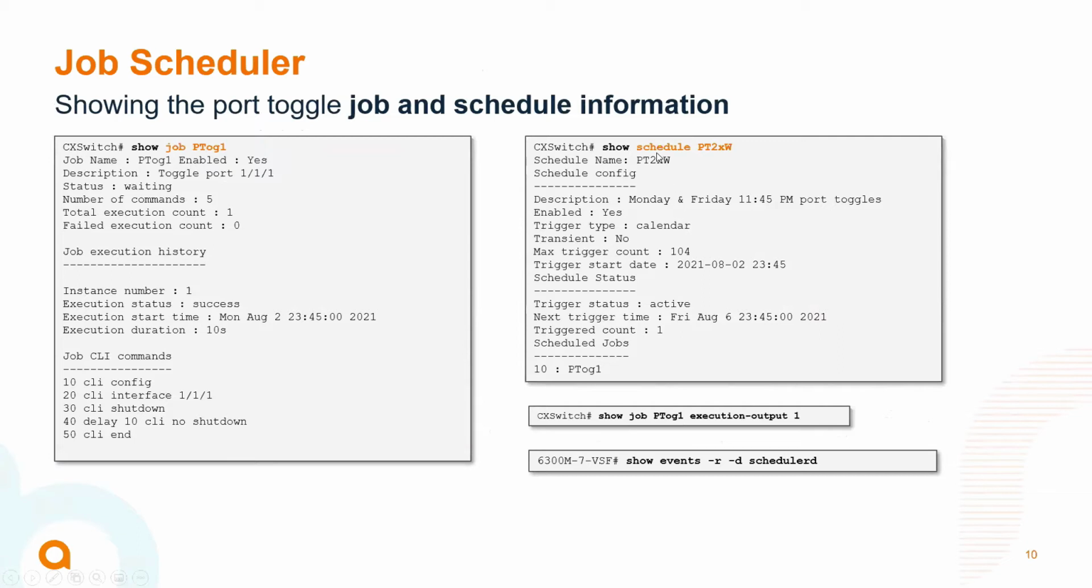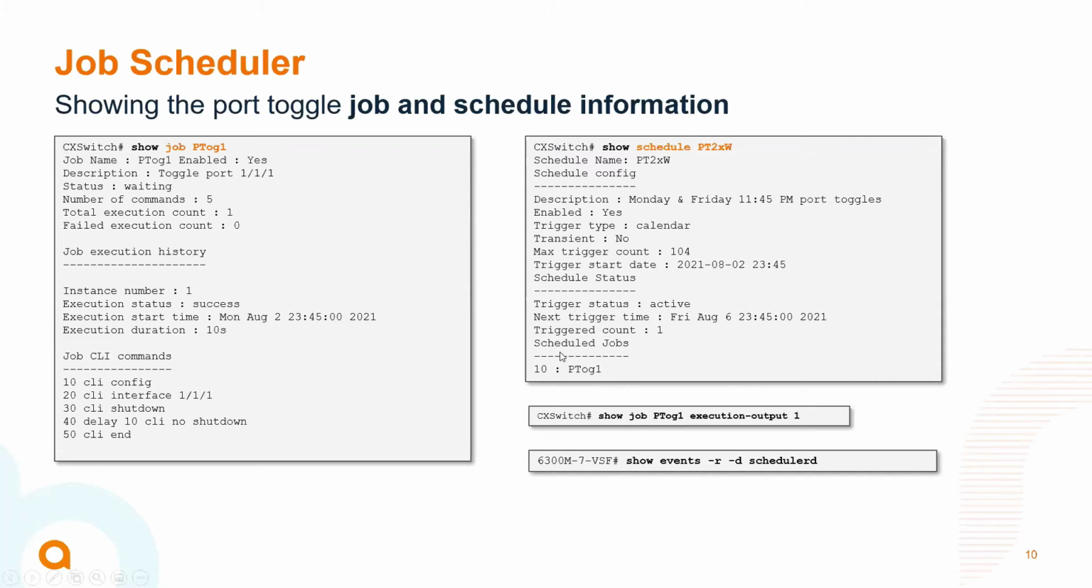And the next one is this show schedule. One of the best things is here, all the details will be known: trigger type, whether it is a calendar, periodic, or at once. That will be known. Whether it is enabled or not, you will know. And also description, very clearly it provides whatever the description, both are supported with the description, the job as well as the schedule provides the description facility for you. And is it a transit or not? So max trigger count also it will provide, and the trigger start date it will provide.